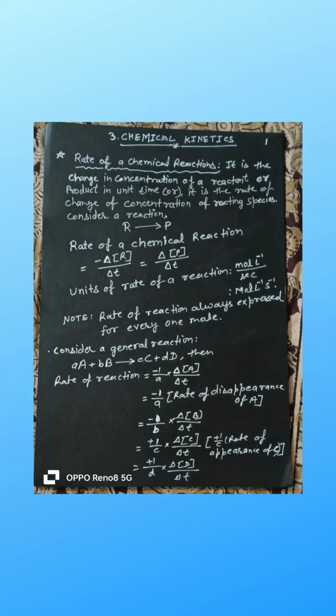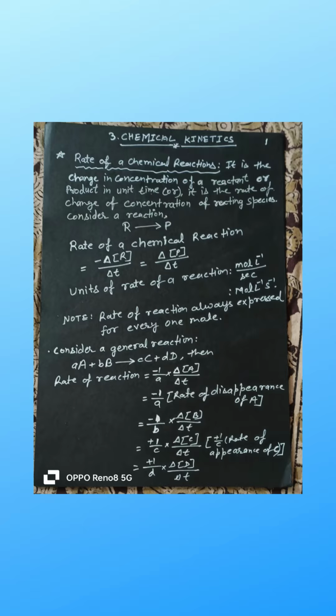Here is the important understanding: A and B are reactants, their concentration decreases. C and D are products, their concentration increases. But while finding the rate, we do not only see the change in concentration. We also divide that change by their respective numbers in the reaction. Because the rate is always expressed for 1 mole.